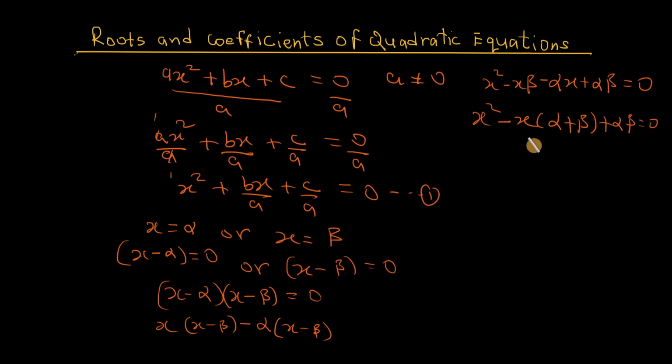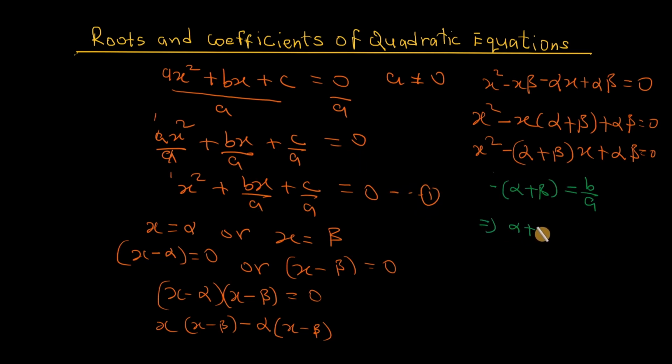That is, arranging it to look like the general equation of a quadratic, I'll have x squared minus alpha plus beta x plus alpha beta equals 0. Comparing this equation with equation 1, alpha plus beta will be equal to negative b over a, and alpha beta will be equal to c over a. These two formulas are very useful.